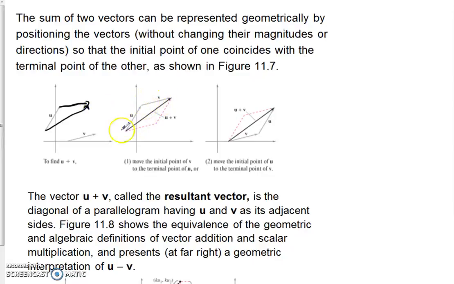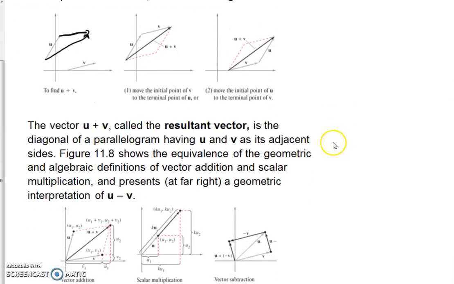The same thing holds true if we took v and then added u to it. You'd see we'd get the same vector in a different spot, but exactly the same vector. Remember, they're equivalent vectors if they have the same direction and the same magnitude. So you can see that happening both ways. We call that the resultant vector, and it's always going to be the diagonal of a parallelogram with u and v as its adjacent sides, whether they're on the top or on the bottom that you see right here. And below we see this equivalence.